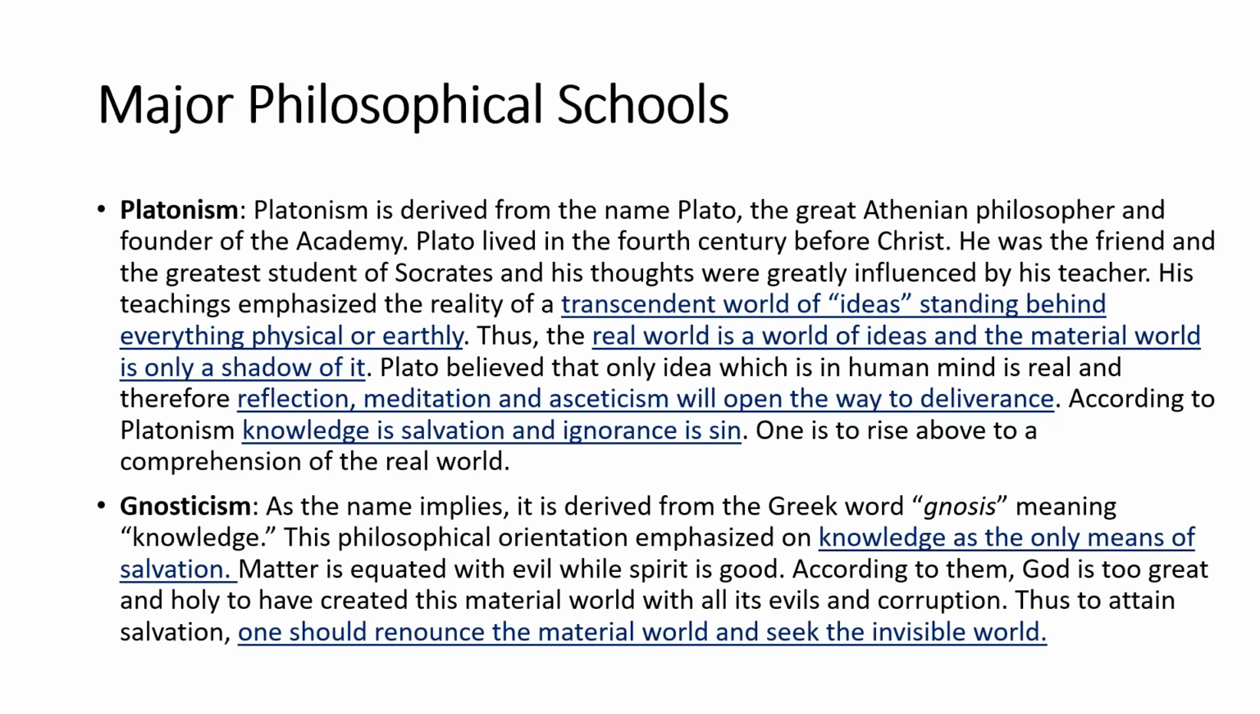Okay, so you are living in this physical earthly world, and there is another world called as transcendent world, and you need to rise above this physical world, and you need to attain that transcendent world. That is virtue, or that is deliverance for the school of Plato. And how do you rise above and attain the transcendent world? That is through reflection, meditation, and asceticism. So these are the ways in which you attain your deliverance.